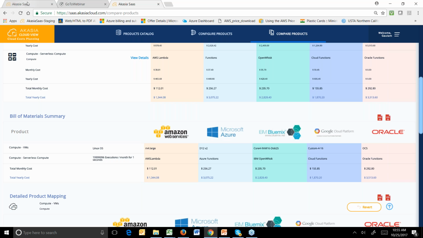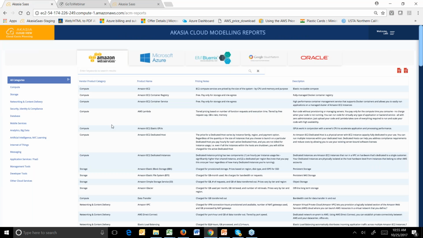In addition to all of these things, we're going to be releasing a new feature within AIMS. This is currently available on our test server. I just wanted to quickly show you. What you see here is not exactly a comparison of X to X, which is what you saw earlier, but this one gives a complete list of all the products from Amazon. So compute, what's the name of the product? How is it priced? Pricing notes. What's the description of that? EC2 Container Registry is free, but it's what it is, and so on and so forth.